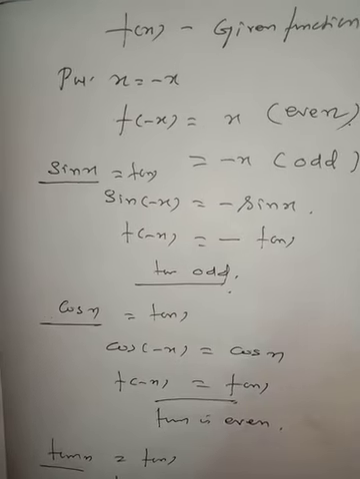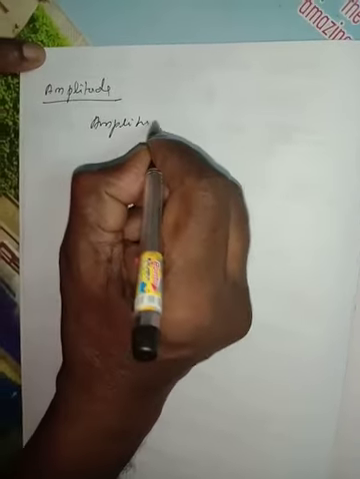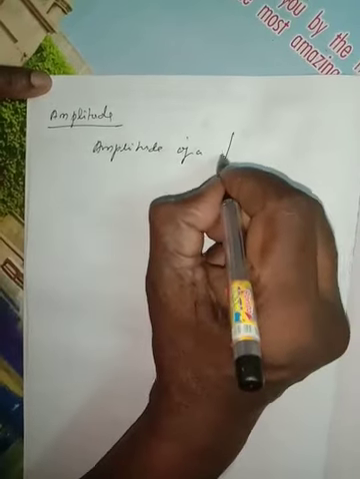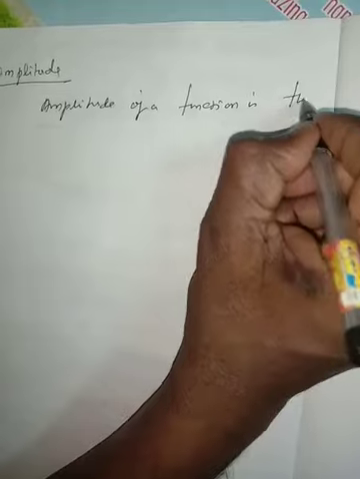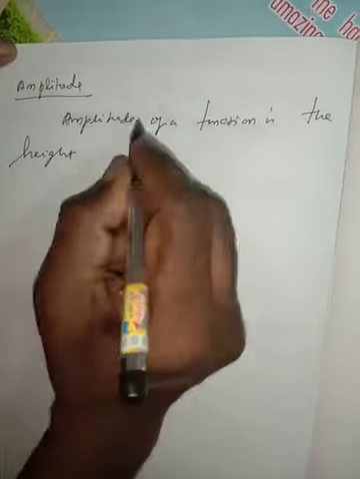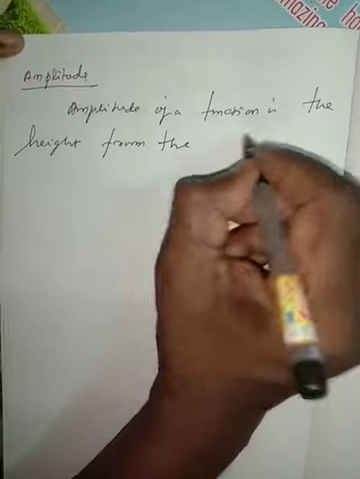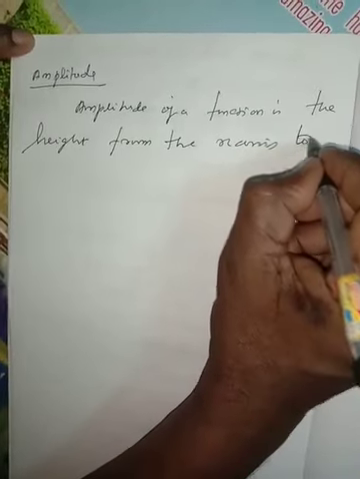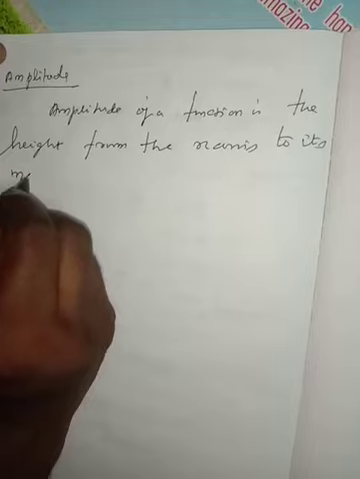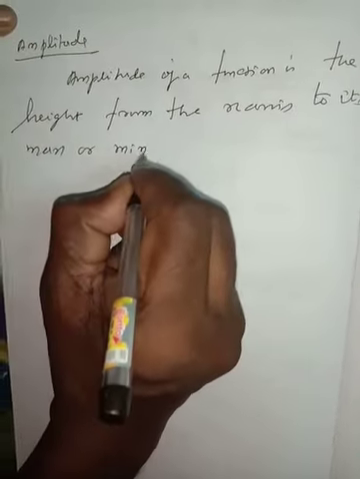Now, next, amplitude. The amplitude of a function is the height from the x-axis to its maximum or minimum.